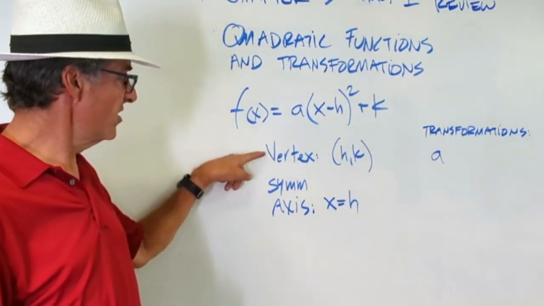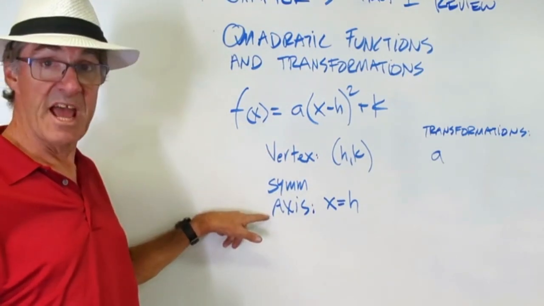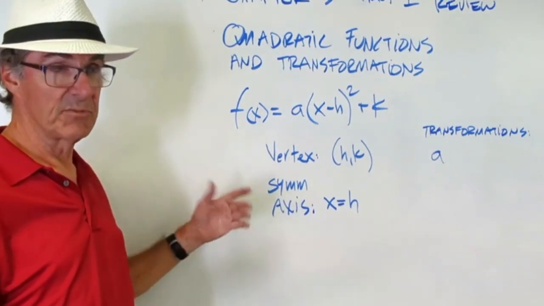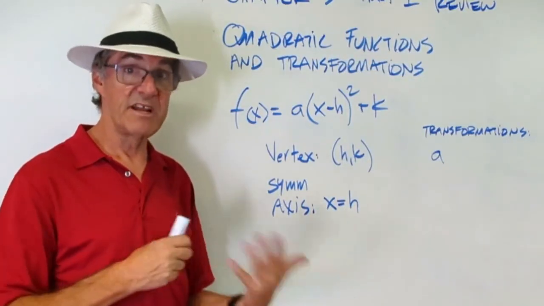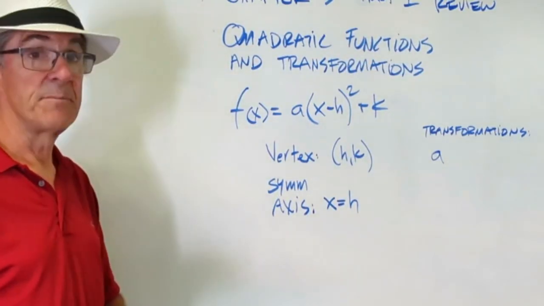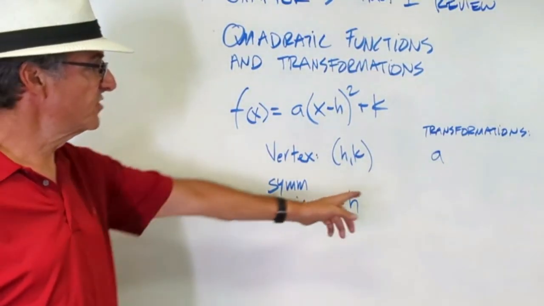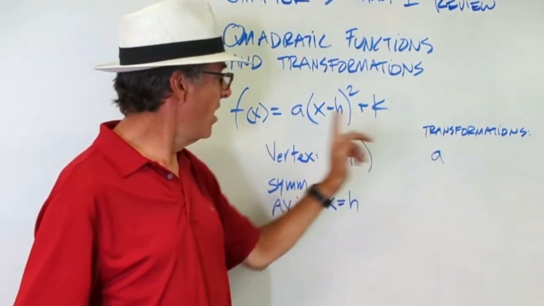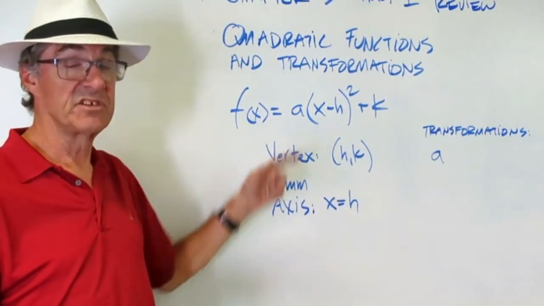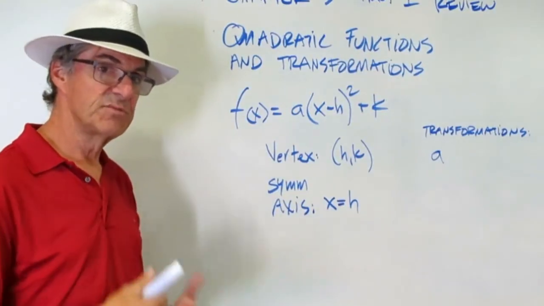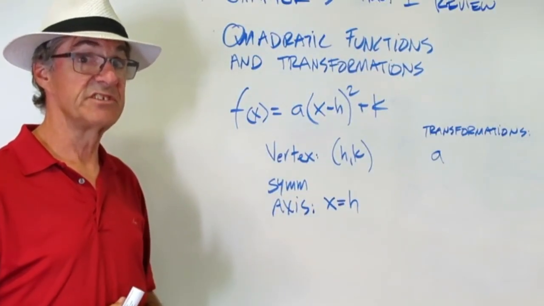So that's our vertex. We also have a symmetry axis. So that's the axis across which the parabola can just reflect itself right onto itself. And I'll put a graph up in a minute. I want to talk about the transformations. So a is a pretty complicated letter. It does a lot of things for our parabola. What I'd like you to do is pause the video and jot those things down.